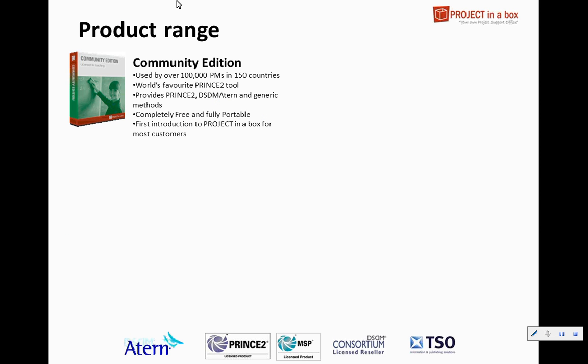So Community Edition is now used by over 100,000 users for those standard methods, completely free, fully portable. In fact, you can run Community Edition from a USB stick if you want to, and that means that you can take it from machine to machine with you. If you're a contractor going into a customer's office, you can just take your USB stick, plug it into the machine, and you can use Community Edition exactly as I've been showing you, but from that USB stick. Of course, it can be installed permanently onto a desktop in the way that you've just seen me using it as well.